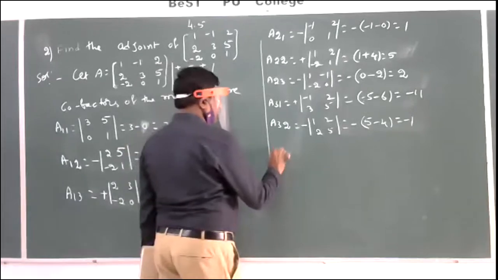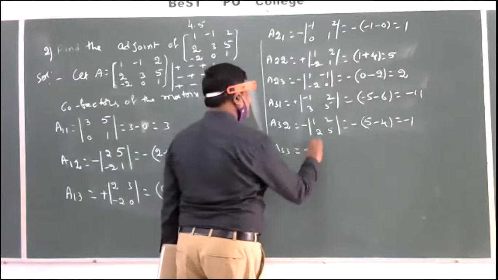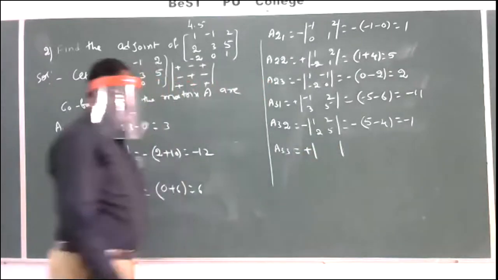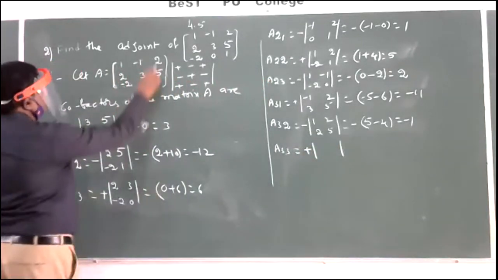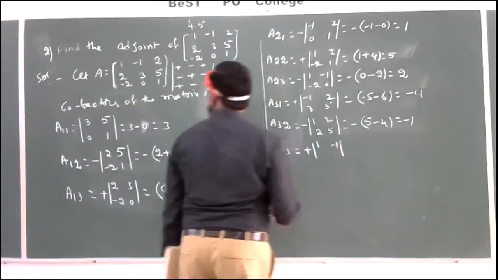Next, A33. A33 plus, leaving the third row and third column. The elements are [1, minus 1; 2, 3].